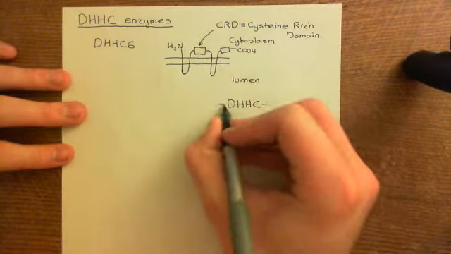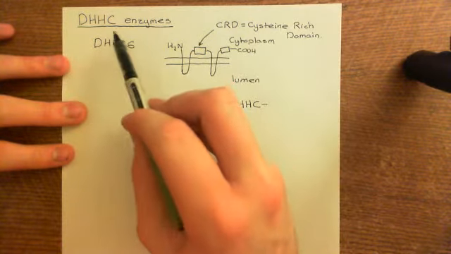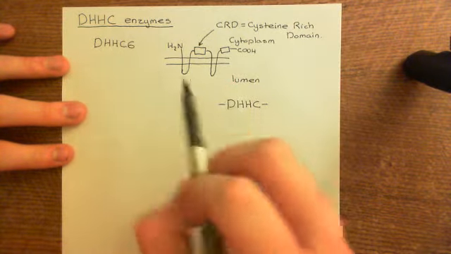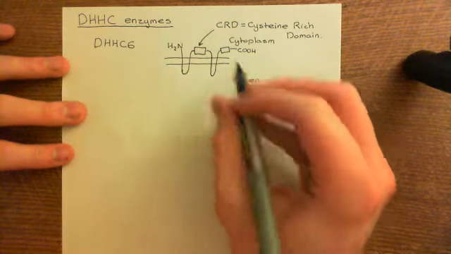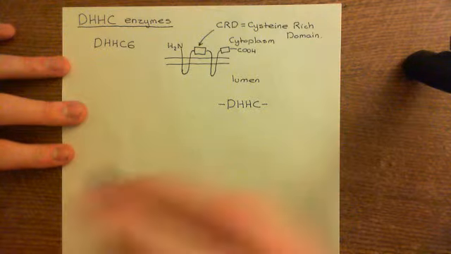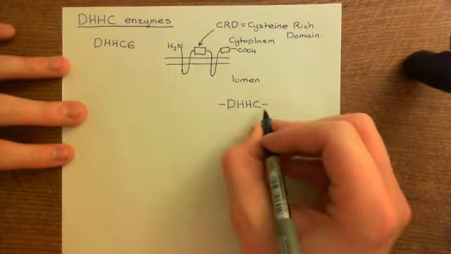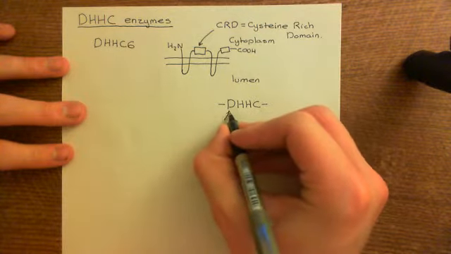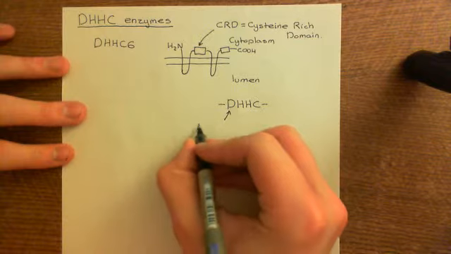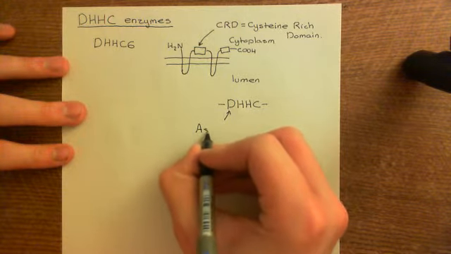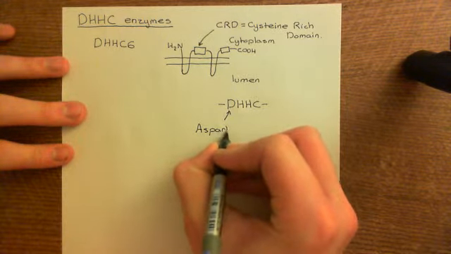Okay, and this obviously is why they're all called the DHHC enzymes, because they all have this conserved DHHC within their cysteine-rich domains. Now to understand what this means, you need to know the single-letter amino acid code. So the single-letter amino acid code D stands for aspartic acid.